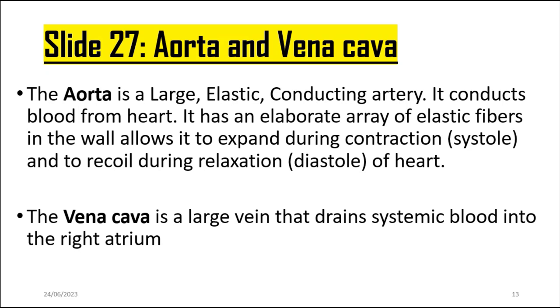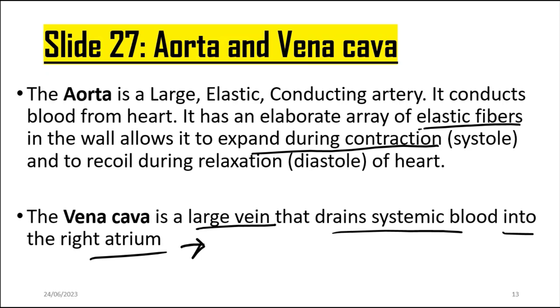Now, let's move on to slide 27, which is the aorta and the vena cava. The aorta is a large elastic conducting artery. It conducts blood from the heart. It has an elaborate array of elastic fibers in its walls that allows it to expand during contraction of the heart. Now, the vena cava is a large vein that drains the systemic blood into the right atrium, meaning it carries blood from the body to the heart.